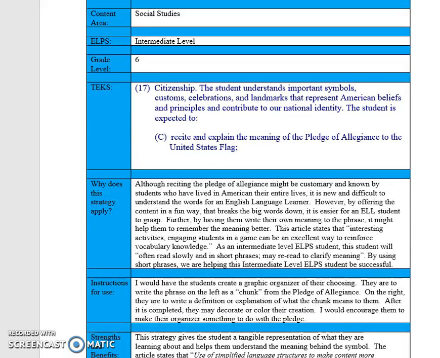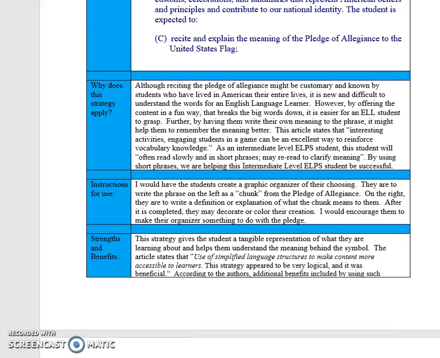things mean. So what I would do, my instructions, I would have the students each create their own graphic organizer, and on the left side it is chunks from the Pledge of Allegiance, and that would all be the same. And then on the right side they're going to write their definition or explanation for that chunk. After they have finished writing their explanations, then they can decorate or color. I would encourage them to make their organizer something to do with the pledge.